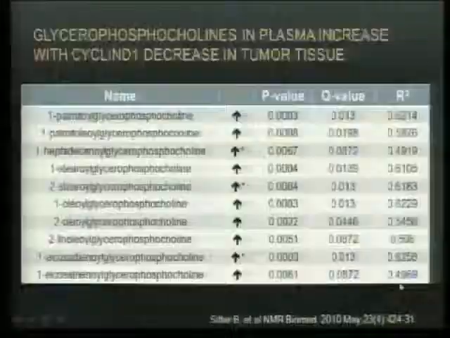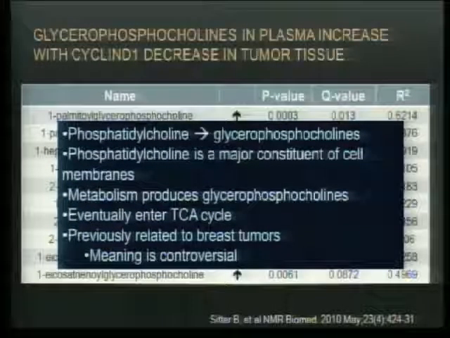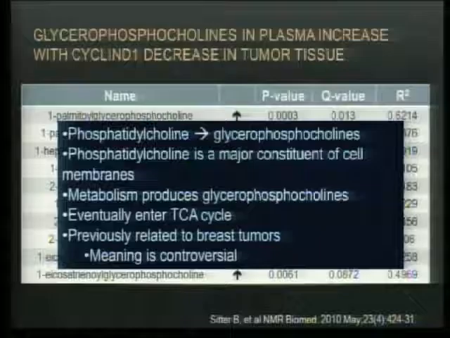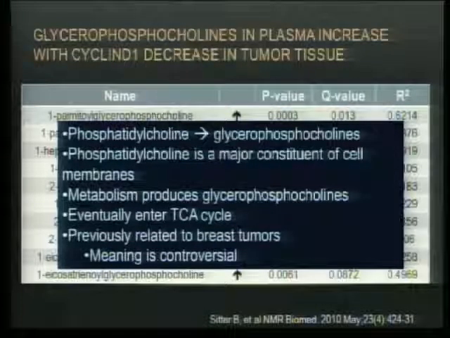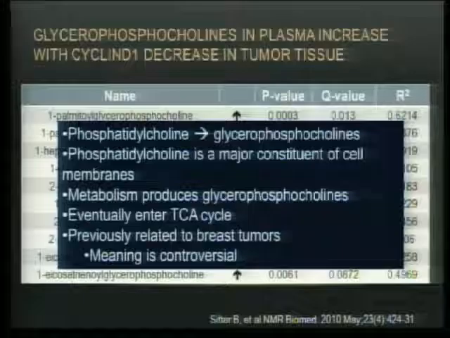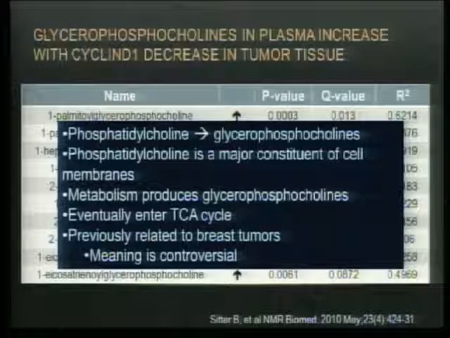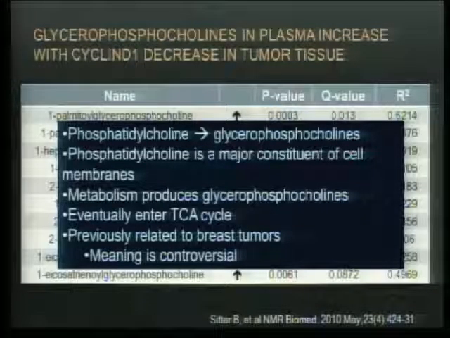Glycerylphosphocholines are made from phosphatidylcholines, which are the main component of cell membranes. And glycerylphosphocholine eventually enters the TCA cycle. They've also been related to breast tumors, but that literature, again, is controversial.